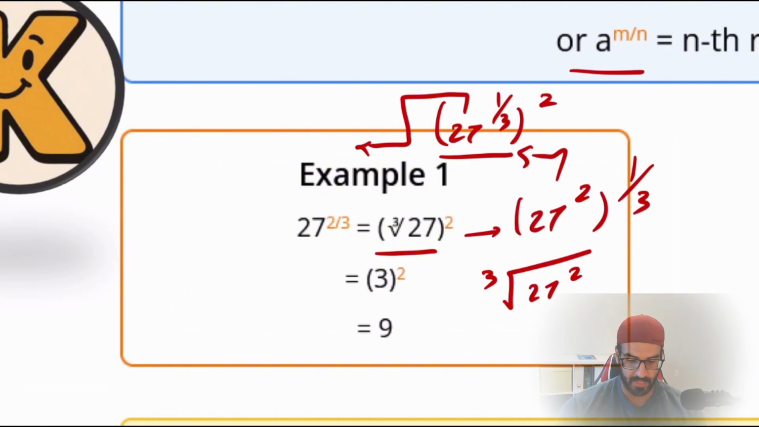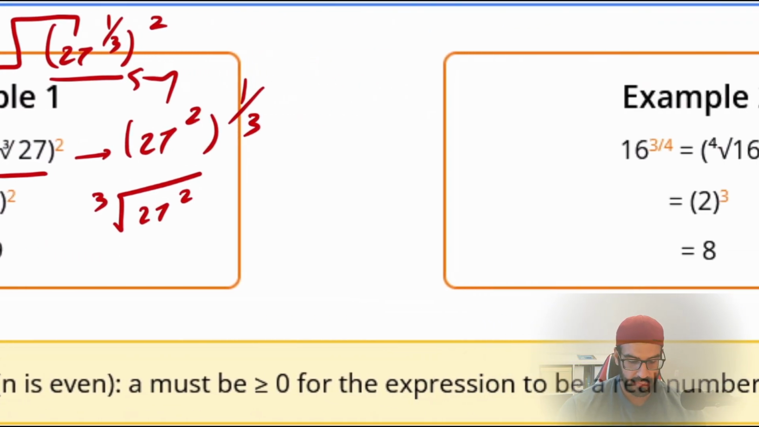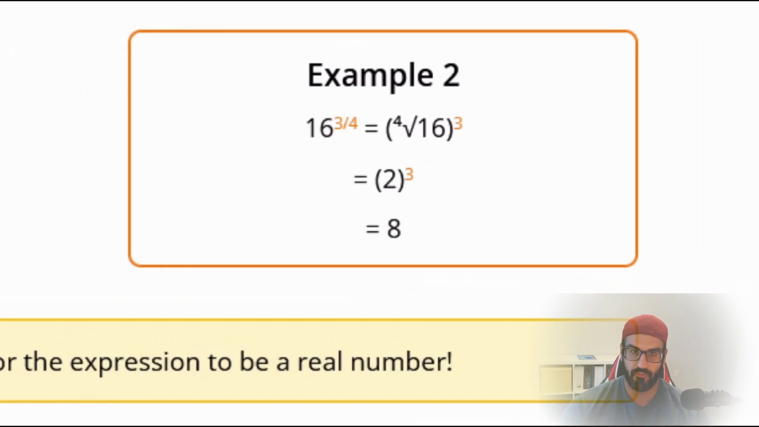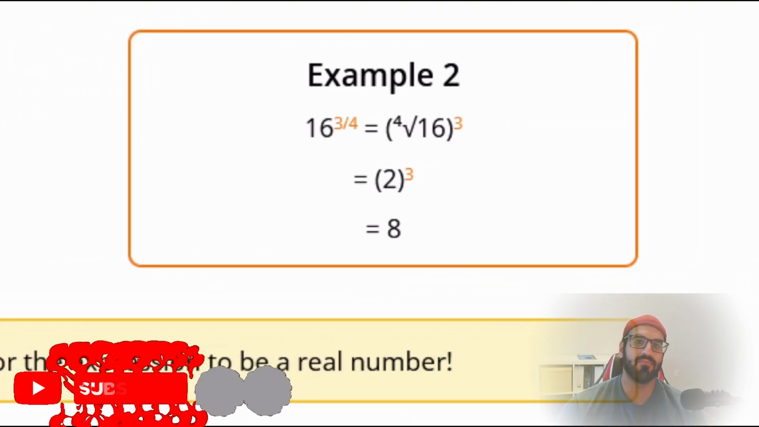Let's see another example at this point. So I do have 16 to the power 3 over 4. So what should I do at this point? Again, it would be better to find the root 4 of 16 because that's way easier. Root 4 of 16 and then move to the next part.